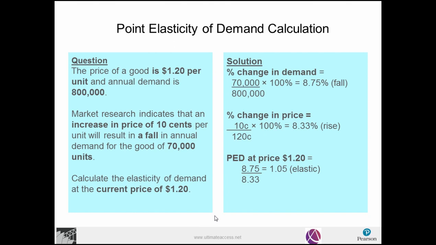Now, market research indicates that an increase in price of 10 cents per unit will result in a fall in annual demand for the good of 70,000 units. Calculate the elasticity of demand at the current price of $1.2. Now, the question here is looking at the point elasticity of demand, because it's focusing at a specific point, which is 1.2 dollars. Now, how do we compute this?